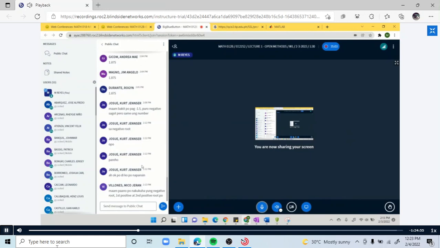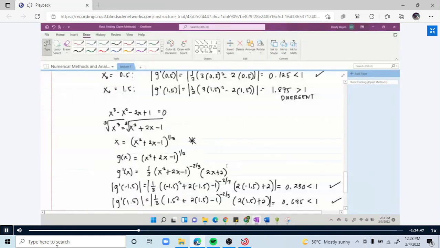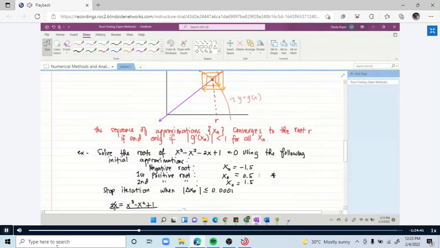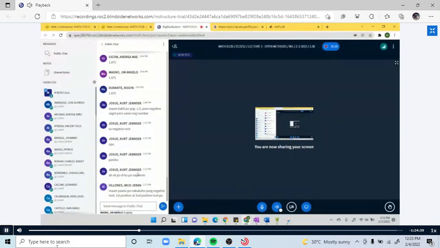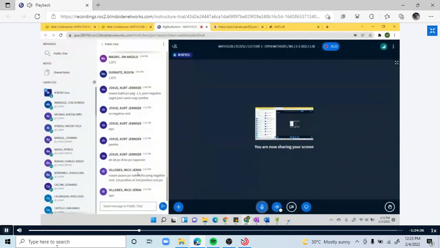Ma'am, paano po nakukuha yung negative root? First positive and second positive root po. Okay. Sige. Kasi usually, you are talking about the initial approximation, di ba? Yung given ko na to. Yung given na to, no? Tama ba? You're talking about that? Ayun. Okay.